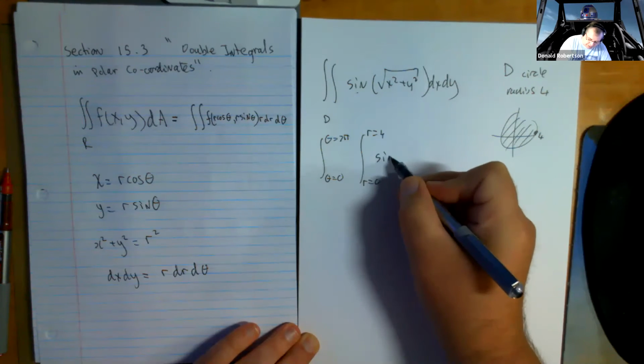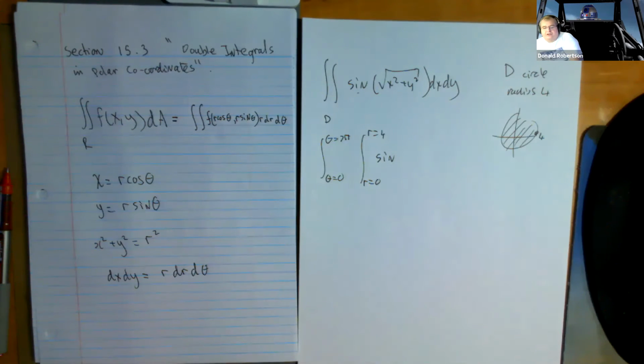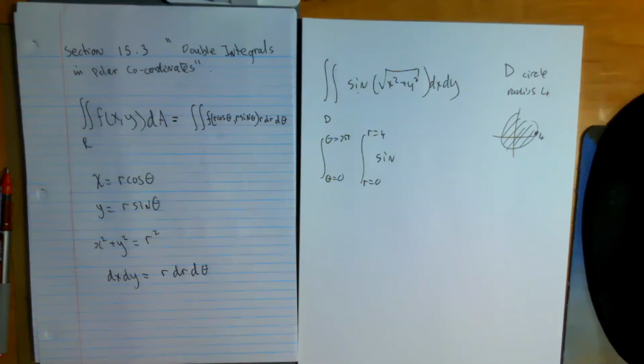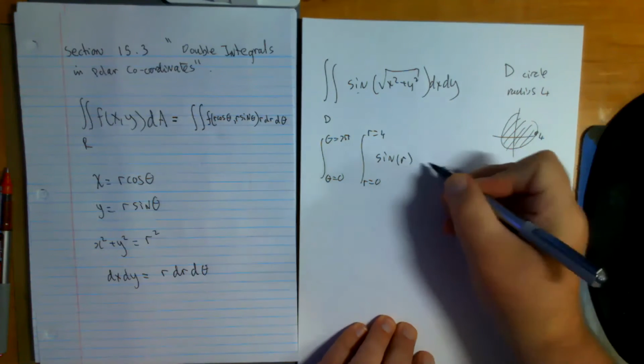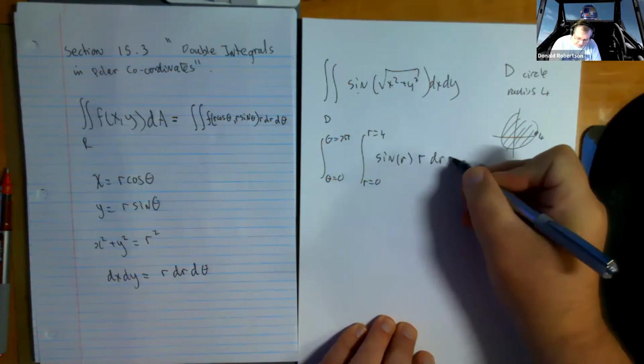Okay, what will the sine of the square root of x squared plus y squared become in terms of r or theta or both? It'll be sine of r. And then won't we have an r dr d theta?